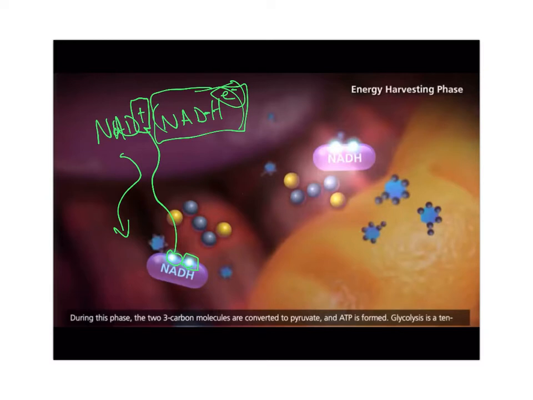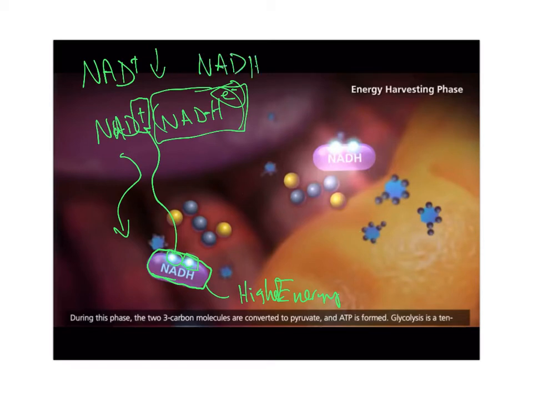And what is very important to understand is this molecule is now high energy. So the sugar has just given some energy away in the form of this NADH, and we're going to see this in the electron transport chain. So NAD plus is low energy, NADH is high energy.